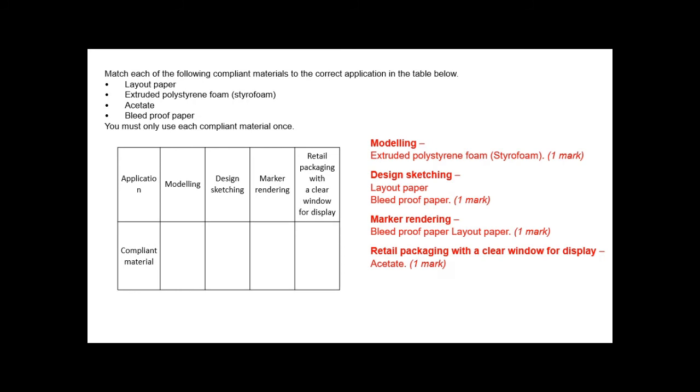So modelling will be extruded polystyrene foam, which is what we typically call blue modelling foam in college and in secondary schools. Design sketching would be layout paper or bleed proof paper. Marker rendering, again, you have bleed proof paper or layout paper. Typically, probably you go bleed proof paper more than layout paper. And then retail packaging with clear display window will be acetate.